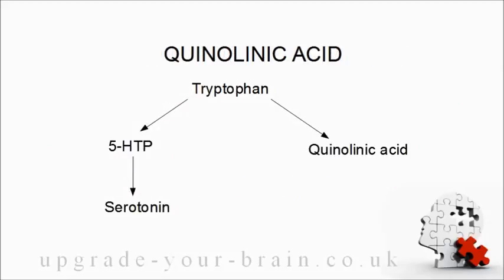Quinolinic acid is derived from the amino acid tryptophan, just as the neurotransmitter serotonin is. But in the brain, inflammation shifts the chemical conversion away from serotonin and down this pathway instead, creating more quinolinic acid at the expense of serotonin. So this could be part of the mechanism behind low mood and depression. It could be that inflammation in the brain suppresses serotonin production.